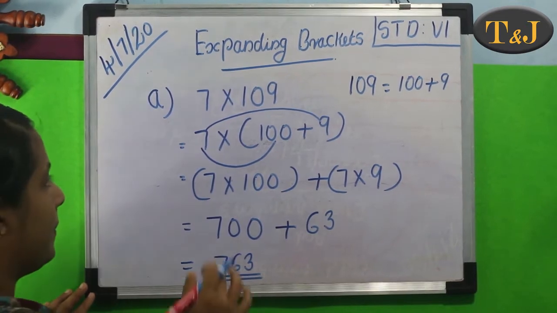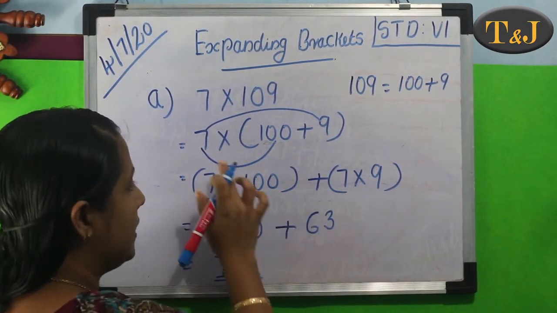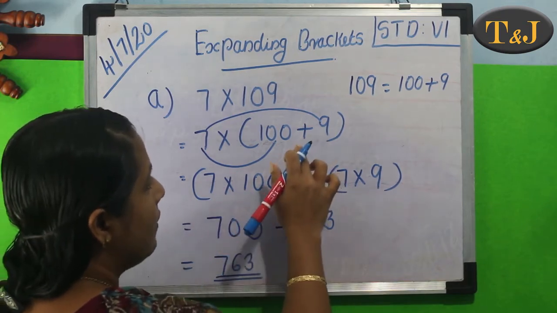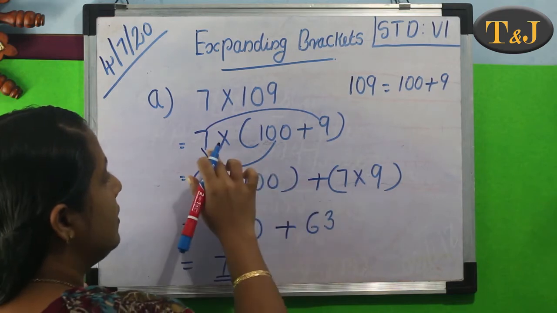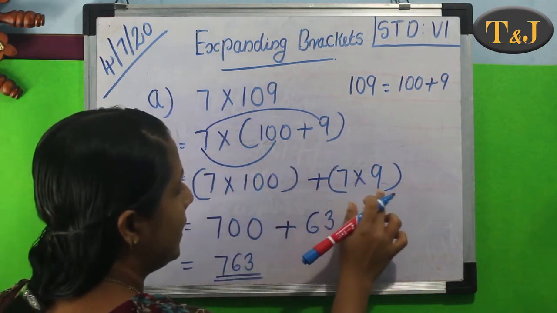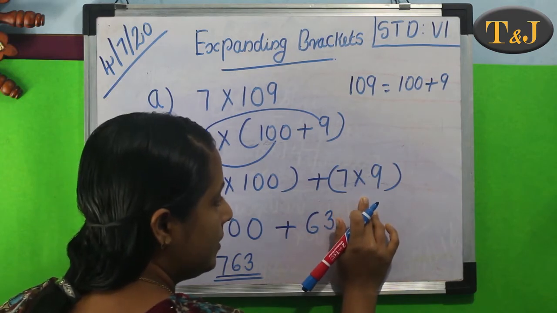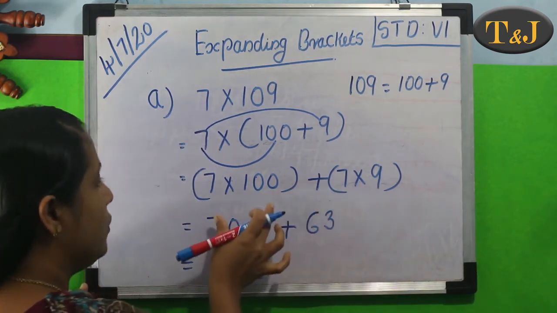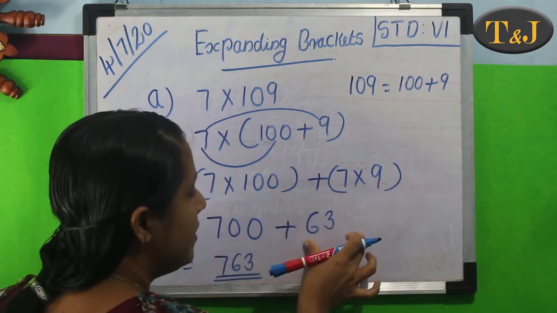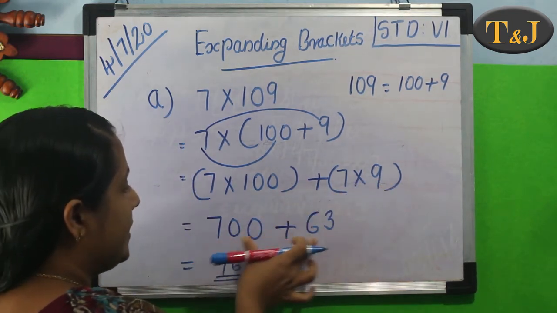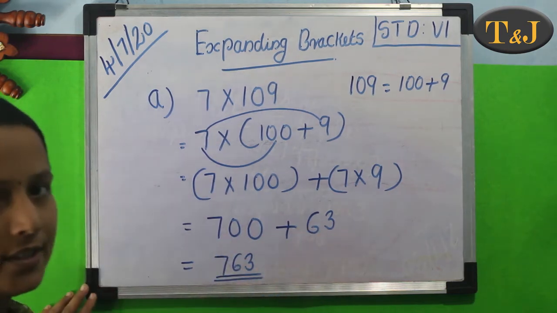Then next we multiply 7 multiply by 100, and put bracket. Then our symbol is plus sign, so write plus. And next multiply the numbers 7 and 9, and also put these numbers inside the bracket. Therefore 7 multiply 100 equals 700 and 7 nines are 63. So adding these numbers, 700 plus 63 equals 763.